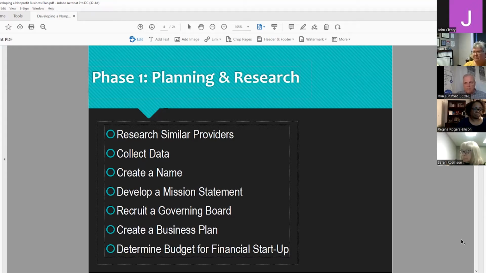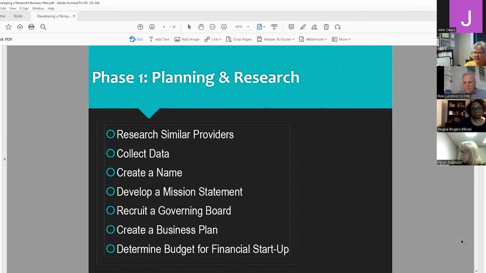I'm a gap seeker. So when I start something, whether it's a for-profit or a nonprofit business, it's always about filling gaps for me. So knowing who those providers are, collecting data about the population you're going to serve, and the need for the service or the product, depending on what you're doing with your nonprofit organization. It's good to collect that data.